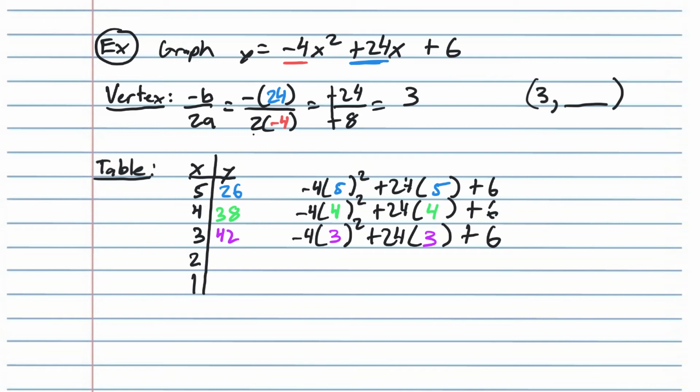And that's all you have to do because, again, this is a parabola, so it has to be symmetrical. So if this is 38, then this one also has to be 38. If the top one is 26, then the bottom one also has to be 26. So that's what you have to show to get full credit in step 2. All right, almost done.